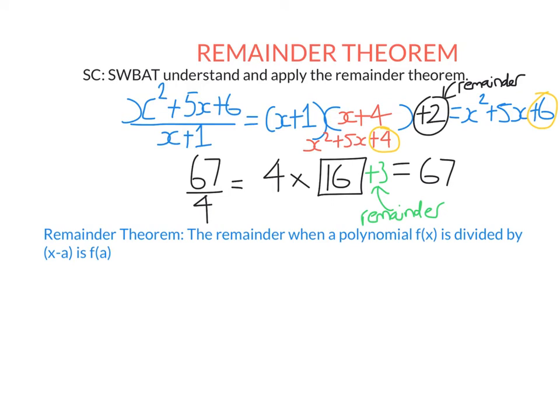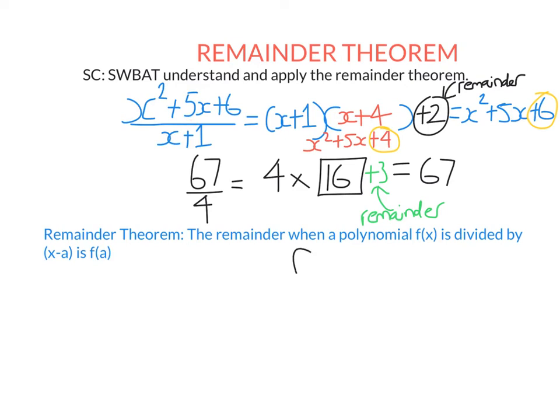So this is what the remainder theorem is. When you take a polynomial f of x and divide it by a linear factor, we're only looking at linear factors, x minus a number, then the remainder is f evaluated at this value. Okay, that probably doesn't make a lot of sense. So let's look at our example again up here.